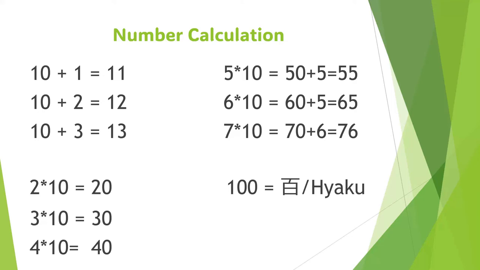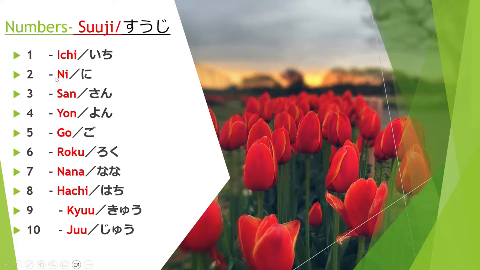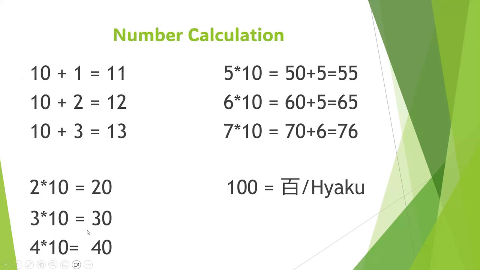And then what will you call for 20? That is ni-ju. Ni-ju. It is 20. So likewise again it will go like ni-ju-ichi, ni-ju-ni, ni-ju-san, like that.